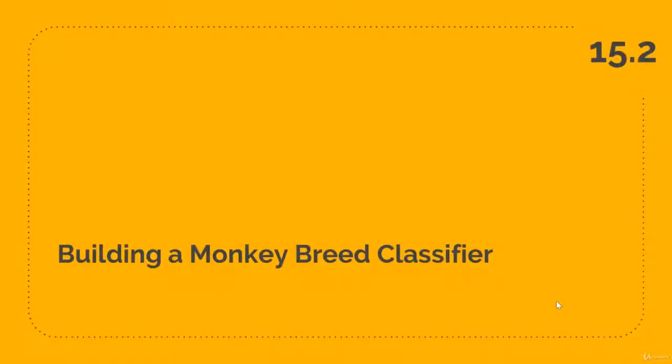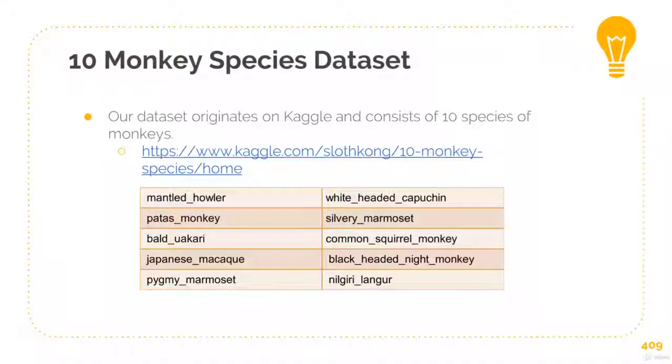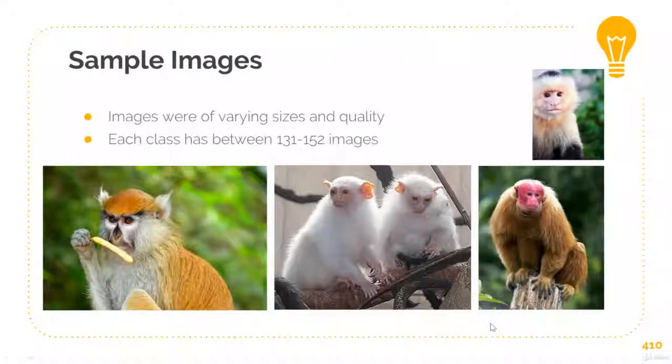Hi, and welcome to chapter 15.2, where we're going to build a monkey breed classifier and basically use the concept of transfer learning to get very high accuracy very quickly. So let's take a look at this data set. This is where it was taken. It's taken from a Kaggle project. And basically it has about 10 different types of monkeys. These are the species of monkeys here. And actually, sorry, 131 to 152 images of each class. And these are some sample images here.